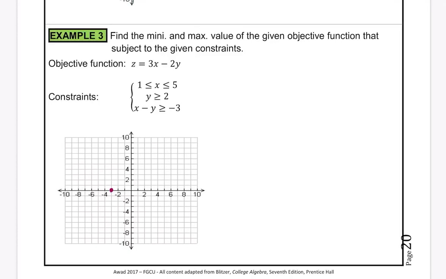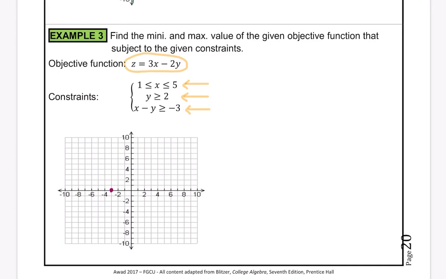All right, so let's continue to solve this problem. This is again a linear programming or linear optimization problem. Let's see how we do that. Here we have an objective function, z is equal to 3x minus 2y, and we have constraints: number 1, x is between 1 and 5, y is greater or equal to 2, and x minus y is greater or equal to minus 3.